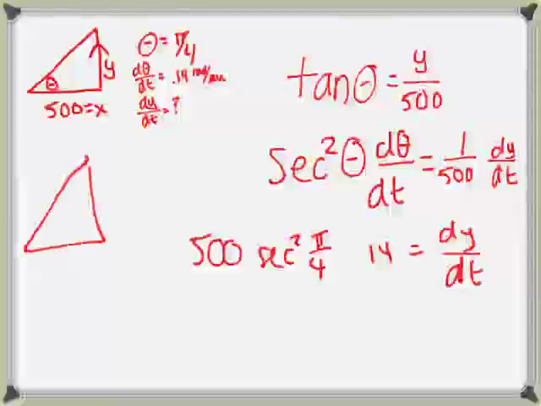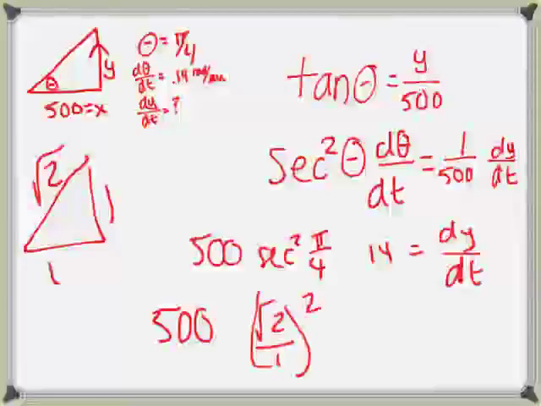So pi-fourths, what do we know about a pi-fourths triangle? 1, 1, square root of 2. What is secant the reciprocal of? Cosine. What would cosine be in this triangle? 1 over the square root of 2. So secant would be square root of 2 over 1, and it's secant squared, so we want to square that. So we get then 1,000 times 0.14, which is move the decimal 3 times, 140.